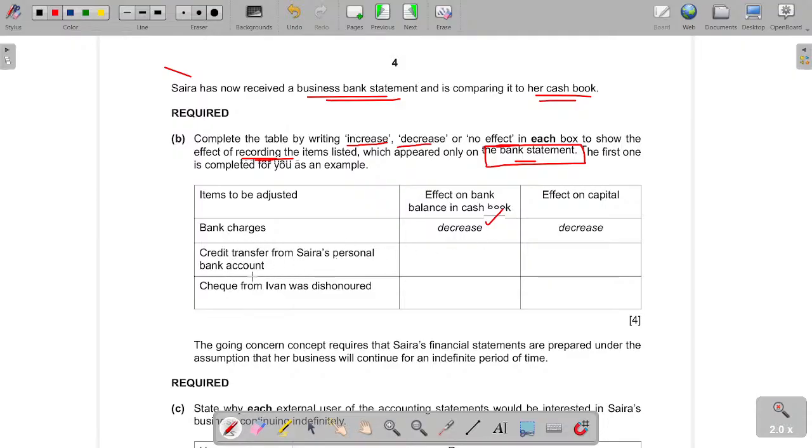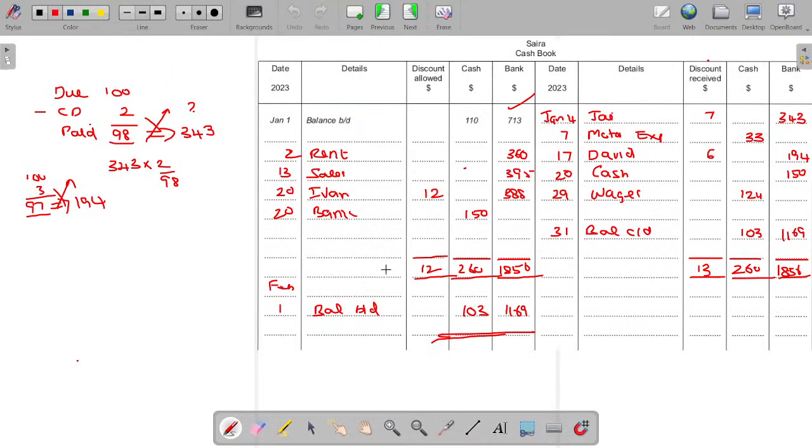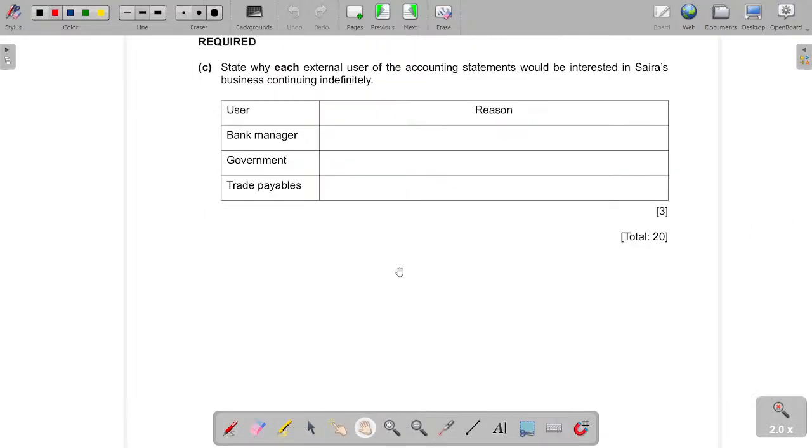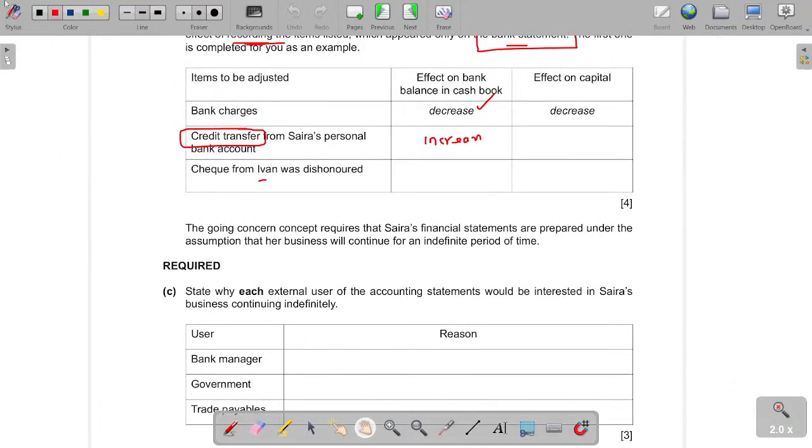Credit transfer to Saira's personal bank account. Amount is now recovered. If the amount is collected, then it will increase. Check from Ivan was dishonored. Ivan's check, in which side have we shown it? In the receipt side. In dishonor, it should be posted on the other side, the payment side. So the payment will decrease the value.